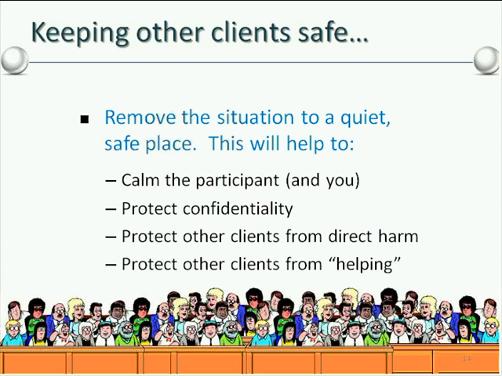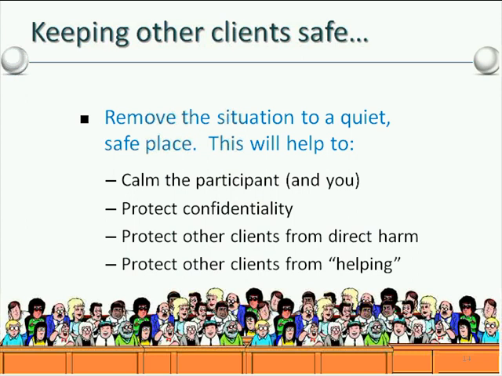This will help to calm the participant. It'll help to calm you and make sure that you're not feeling scrutinized as well. It will help to protect confidentiality. We know that participants can say whatever they want, but we can't. But in intervening with a client, we may inadvertently say something that really is a violation of their confidentiality. By making sure we're in a private space, we don't need to worry about that.